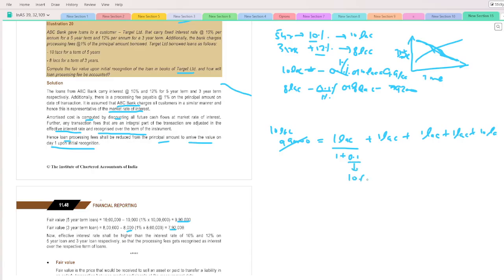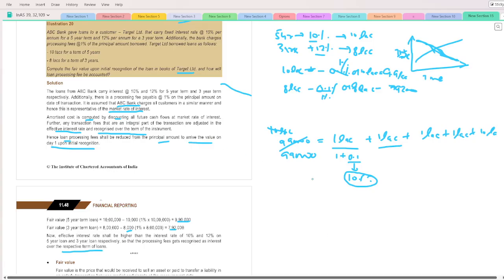But now if you are reducing from 10 lakh to 9 lakh 90,000, then the discounting rate should be higher than 10%. Okay. So this is what they have mentioned here. So now the effective rate shall be higher than the interest rate of 10% and 12% respectively, so that the processing fee gets recognized as an interest over the respective term of the loan.